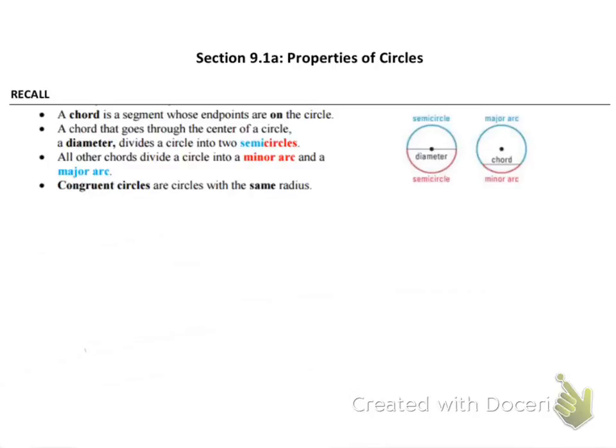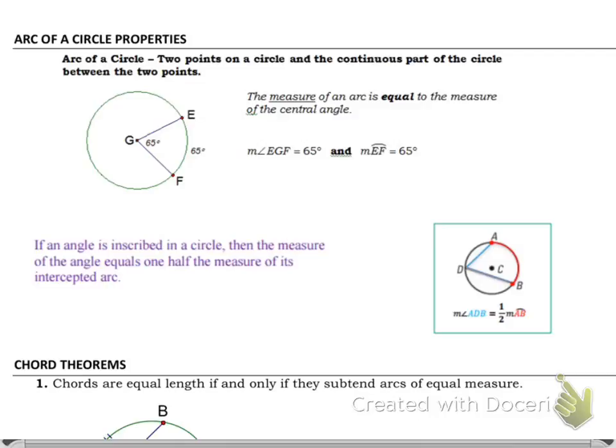The other two things we have on here are a minor arc and a major arc. A minor arc is one that's less than 180, so it's usually a small arc, and we use 2 letters to write that. A major arc uses 3 letters. It's bigger than 180.